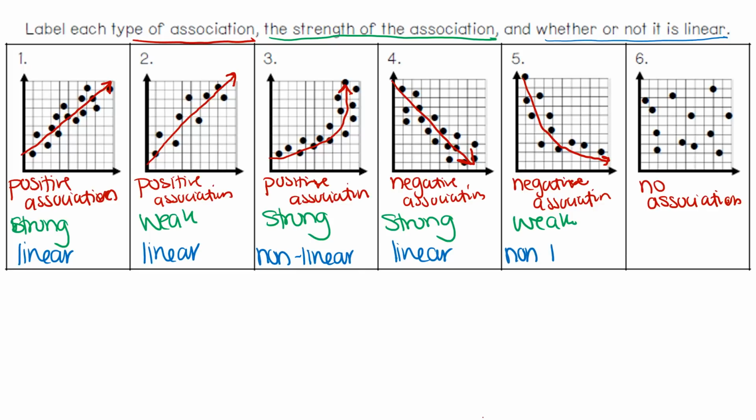Number 5 is nonlinear because the points start to curve there in the middle of the graph. And again, 6 is no association, so it's not linear or nonlinear. Those points are completely random.